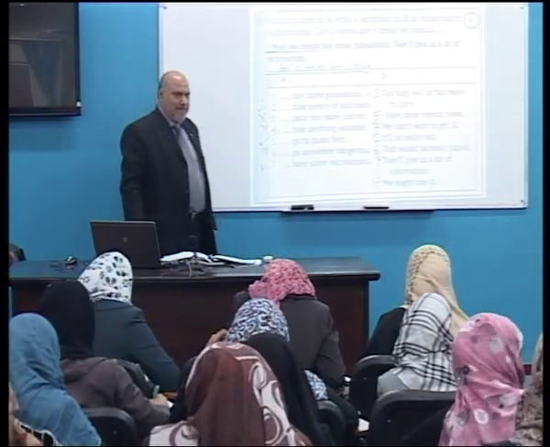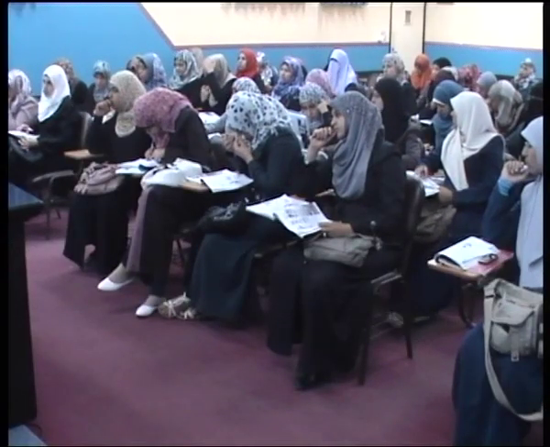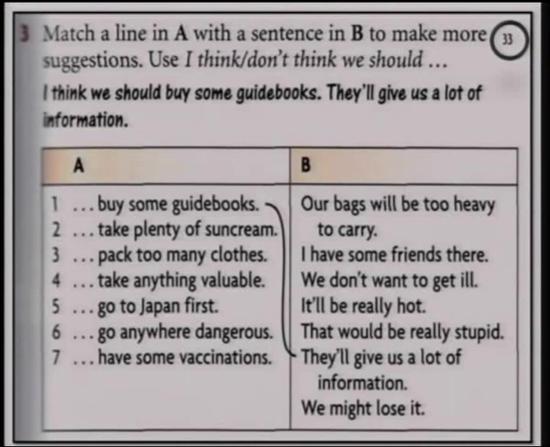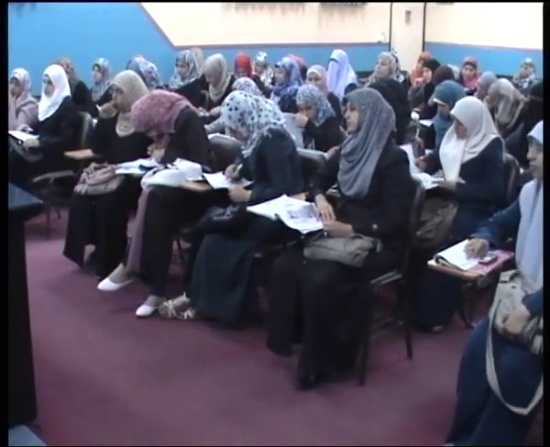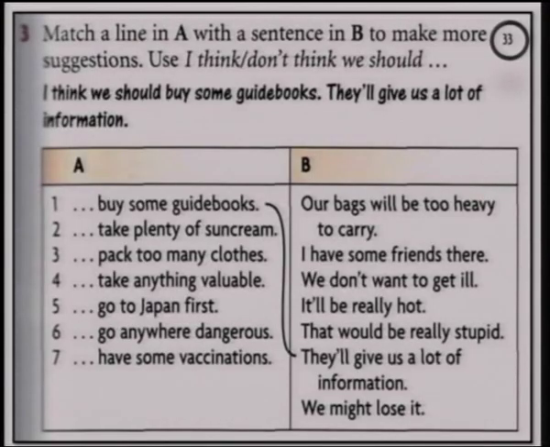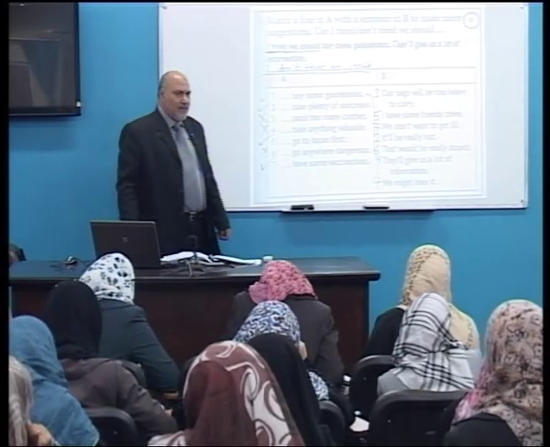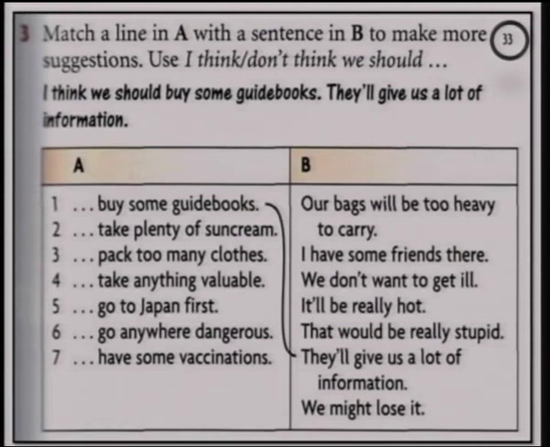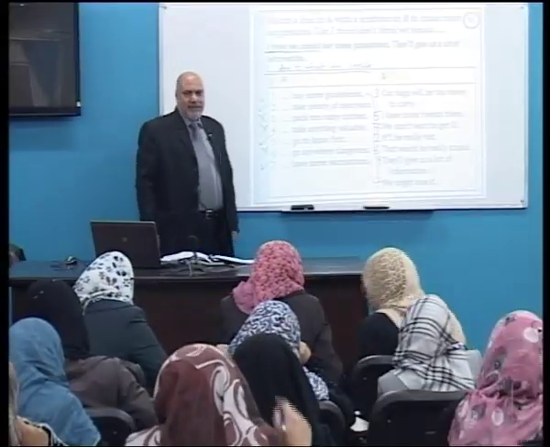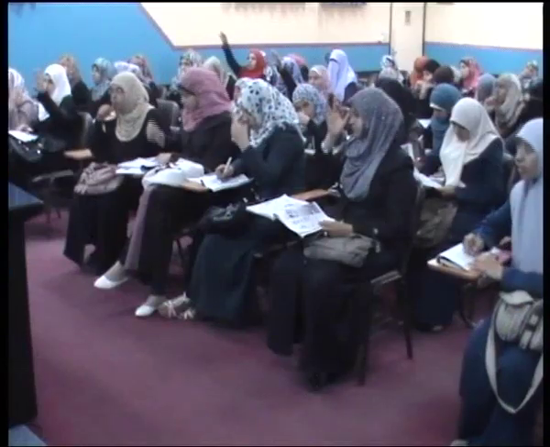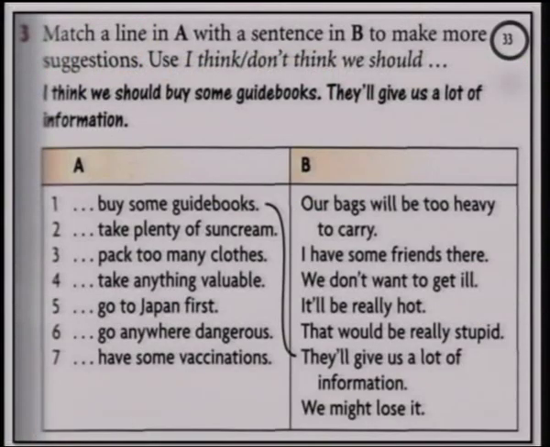Number 5. I think we should go to Japan first. I have some friends there. Number 6. I don't think we should go anywhere dangerous. That would be really scary. And the last one. I think we should have some vaccination. We don't want to get ill.